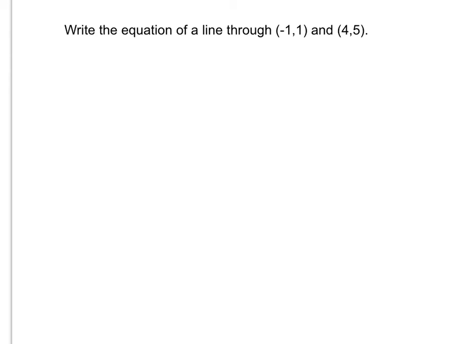Write the equation of the line through negative 1, 1 and 4, 5. So again, the key thing we need in the equation of the line is that constant rate of change, the slope. So we're going to find the slope by, again, doing, this time I'll start with the second point. 5 minus 1 over 4 minus a negative 1. So we get 4/5 for the slope.